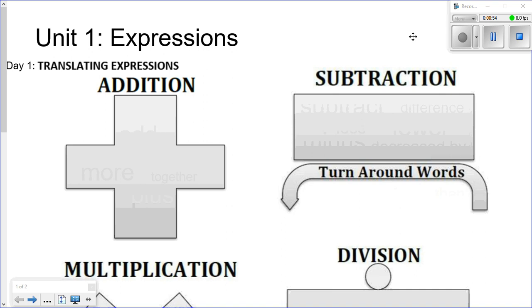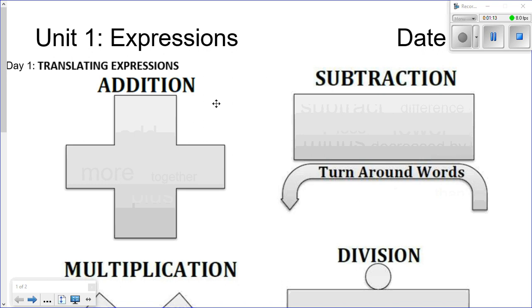And in the corner over here, not there, write the date that you actually are doing this, so you have a reference for when this was happening. So expressions, translating expressions, and the date. That's how you're going to head your notes.